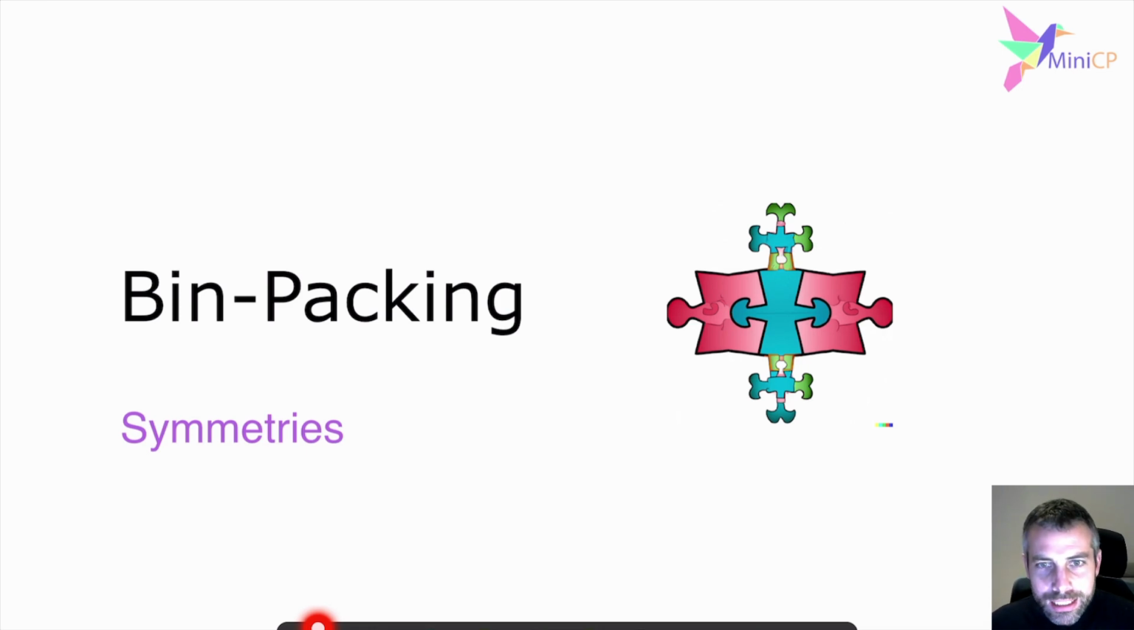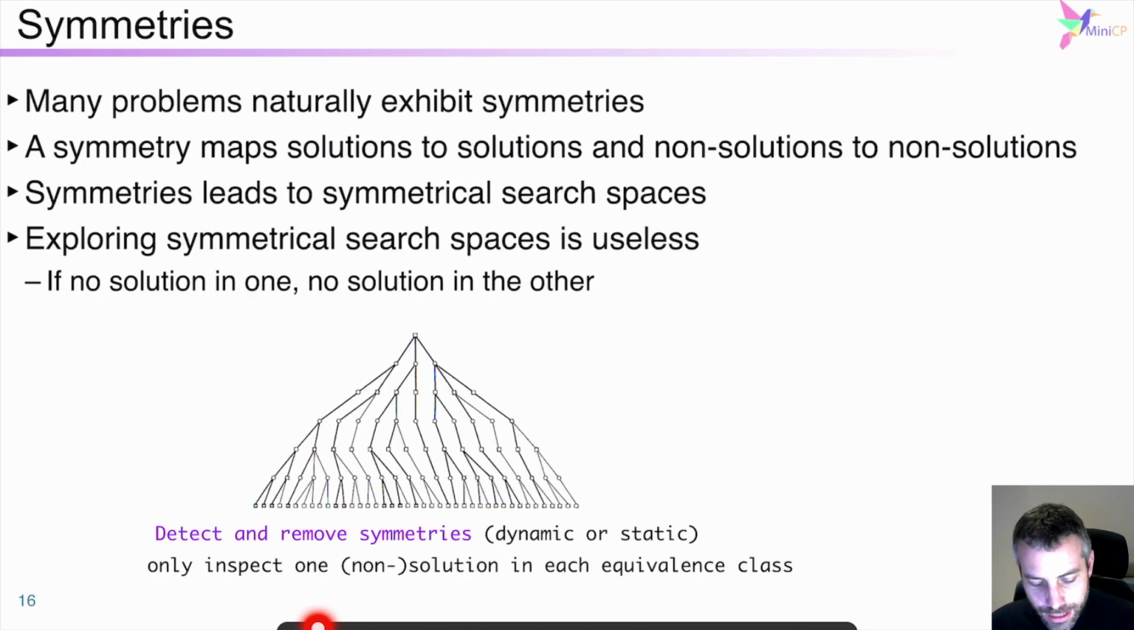Symmetries in your model are a kind of enemy for the CP modeler. Why is it an enemy? Because it will map non-solution to non-solution and solutions to solutions. But you should avoid them because exploring symmetrical search space is really a waste of time. So the goal there is to remove as much as possible the symmetries of your problem, and also to detect them.